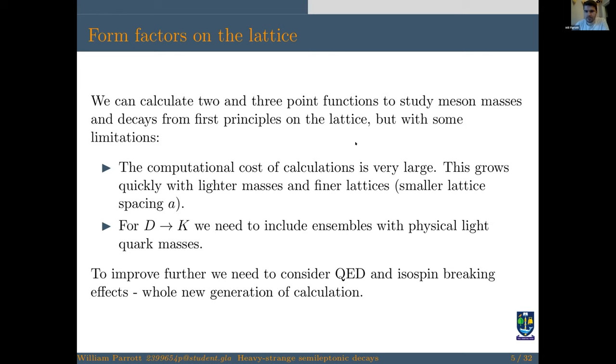So why do we use the lattice? Well, it's the first-principles method to determine two- and three-point correlation functions. The computational cost of this is very large, and it grows with lighter masses and finer lattices. I should mention that we're calling the lattice spacing a, which will crop up later. But for D→K in particular, to do a good calculation, we need to include physical light quarks at physical mass. They're more expensive than heavier quarks, so that's one of the reasons this is an expensive calculation.